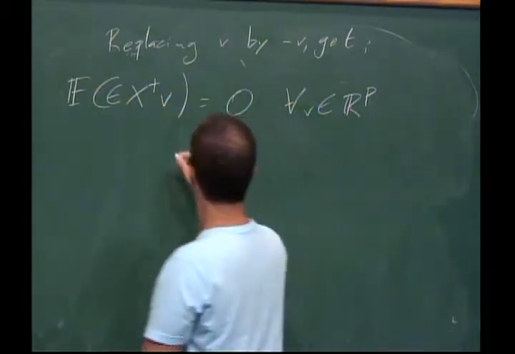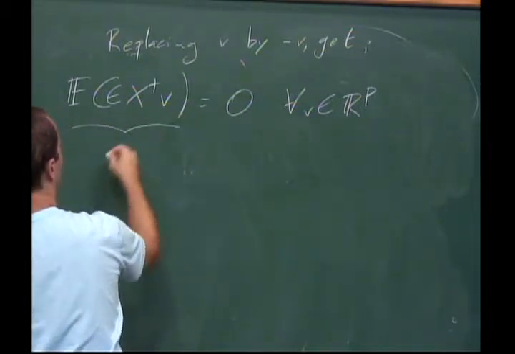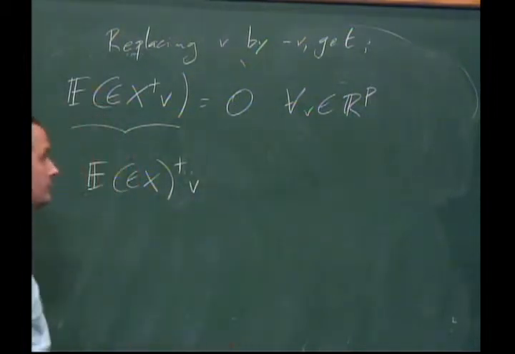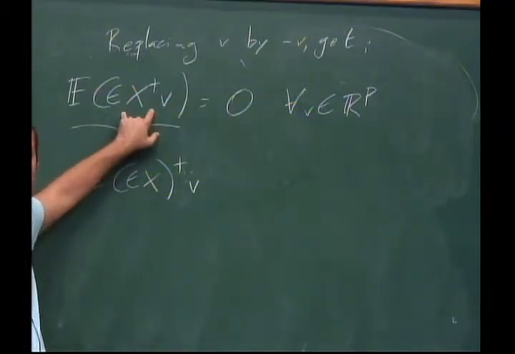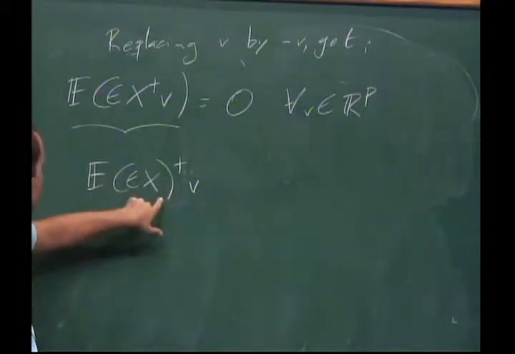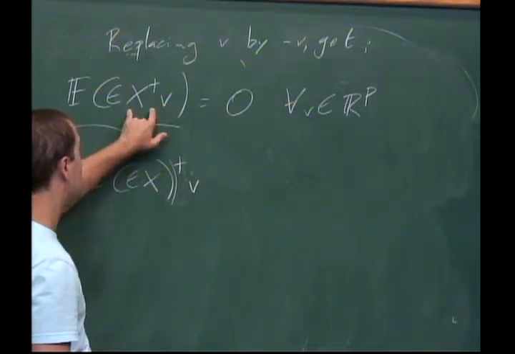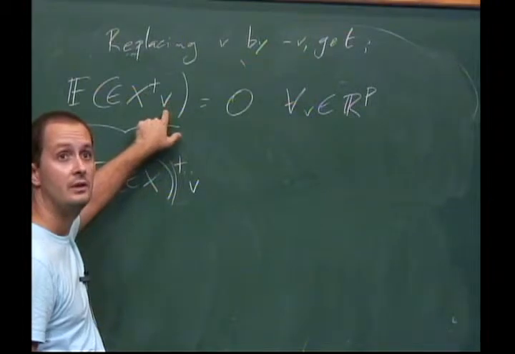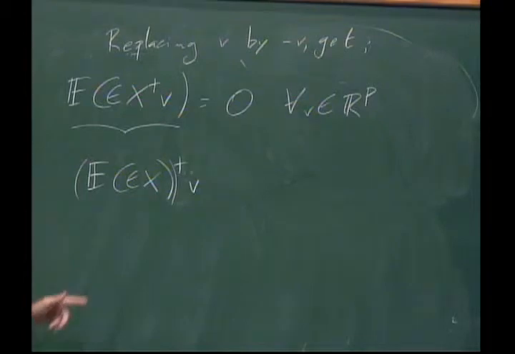So what I claim now is that no matter what's inside, this is equal to this. Here I have an expectation of an inner product, the inner product of a random vector with a deterministic vector. And what I'm saying is that I can move the expectation inside the inner product, so to speak.